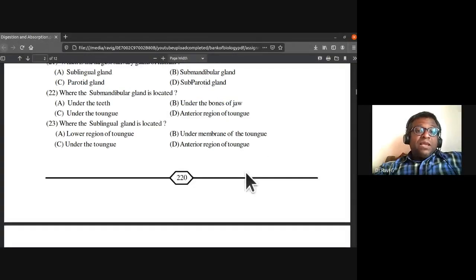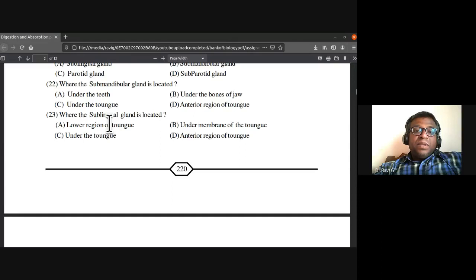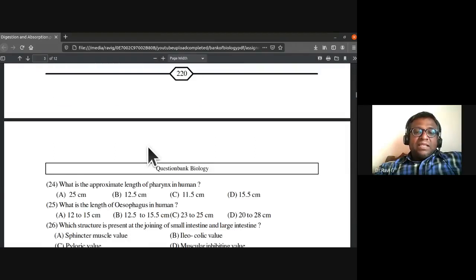Where is the sublingual gland located? Sublingual means below the tongue. Lower region of tongue, under the tongue, under the membrane of the tongue, anterior region of the tongue. So the 23rd answer is C, under the tongue, sublingual, below the tongue. That is what it means. Under the tongue is the answer.